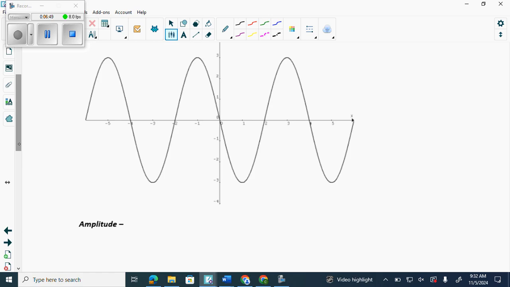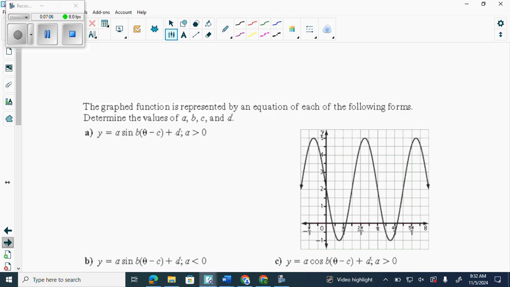So this one is the absolute value of 3 minus negative 3 divided by 2, which is 6 divided by 2, which is 3. It makes sense because negative 3 to 3 is a distance of 6, and half of that is 3. We're not going to do this one. Okay, go back to the front.